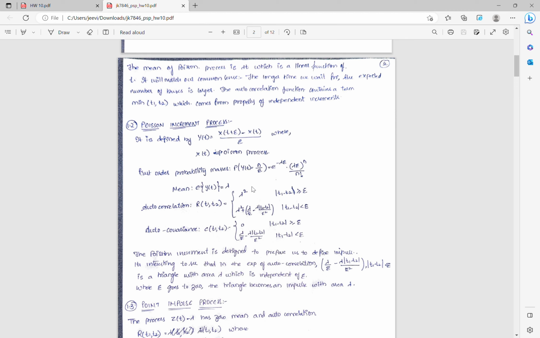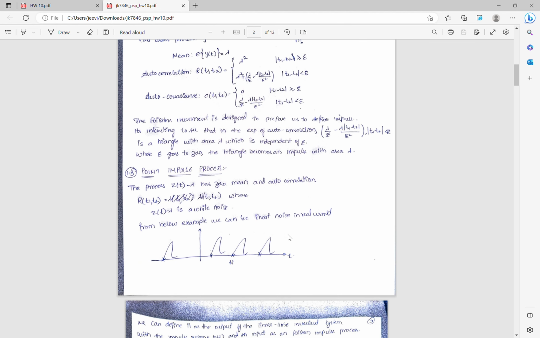The mean of this process is lambda, and the autocorrelation is lambda squared for the magnitude of t1 minus t2 greater than epsilon, and lambda squared plus lambda/epsilon minus lambda times |t1 minus t2| / epsilon squared for |t1 minus t2| less than epsilon. The autocovariance will be 0 where |t1 minus t2| is greater than epsilon, and it will be equal to lambda/epsilon minus lambda times |t1 minus t2| / epsilon squared for |t1 minus t2| less than epsilon.